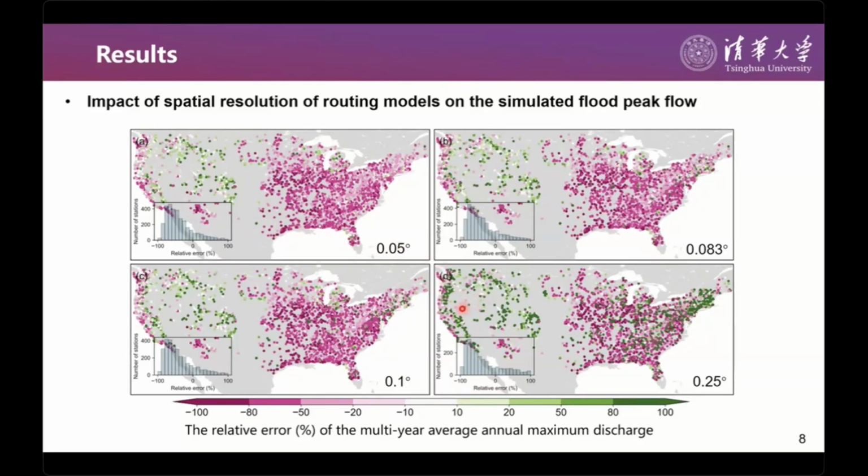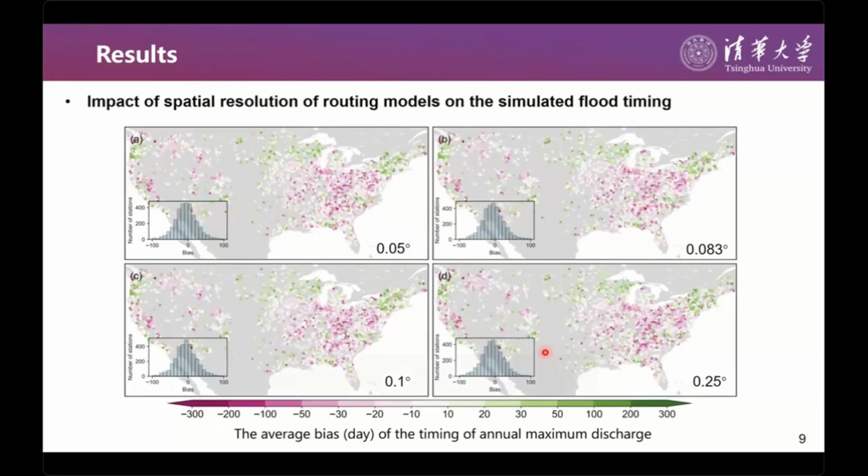Specifically, the substantial overestimation of the flood peak flow by the low-resolution CaMa-Flood model is corrected in many stations through the use of the high-resolution model. This is mainly because the low-resolution CaMa-Flood has overestimated the upstream drainage areas in many regions.